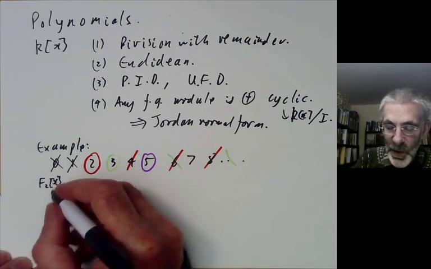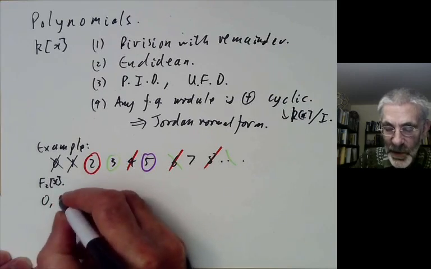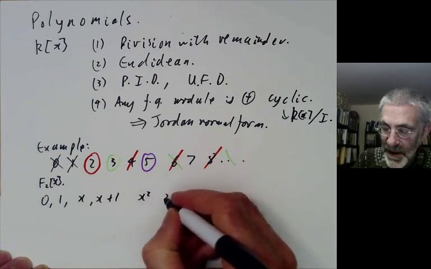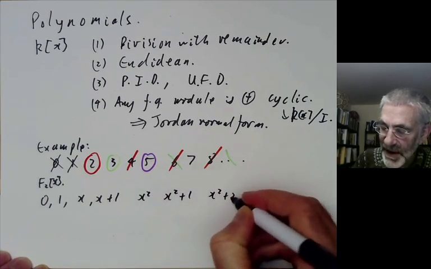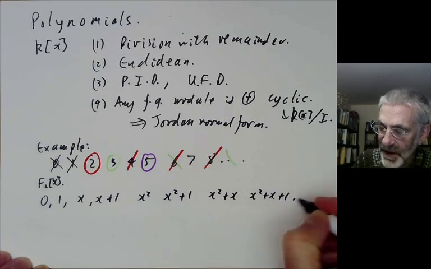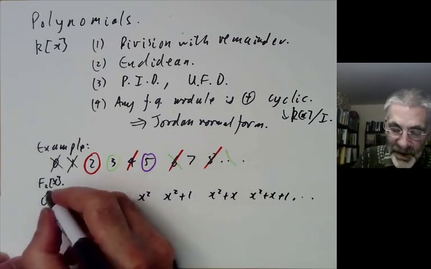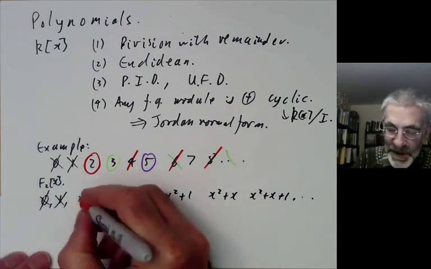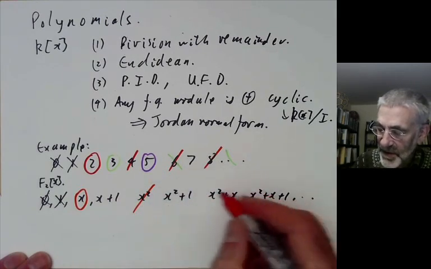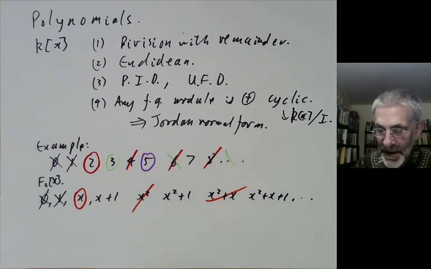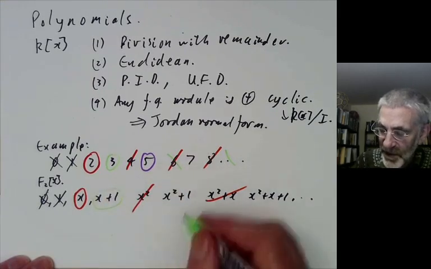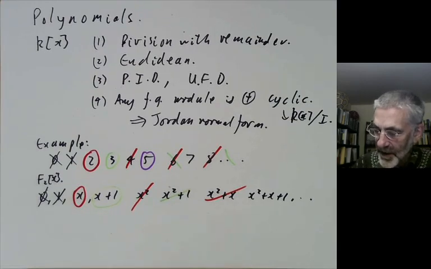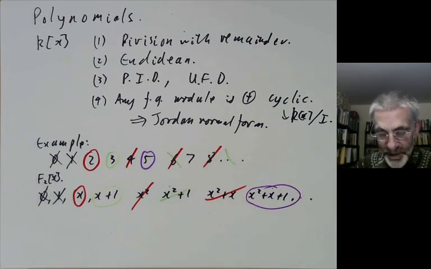So what we do is we write out all the polynomials over the field with 2 elements in order of their degree. So we get 0, 1, x, x plus 1, x squared, x squared plus 1, x squared plus x, x squared plus x plus 1, and so on. And now, just as before, we cross off the first 2 because that's 0 or a unit. And the next one is prime, so we cross off all multiples of that. And the next one on our list is prime, and we cross off all multiples of that. So we cross off that one, and the next one is prime, and so on.